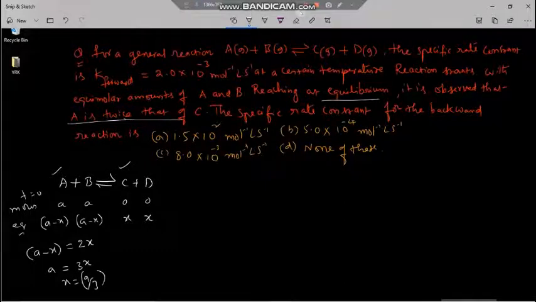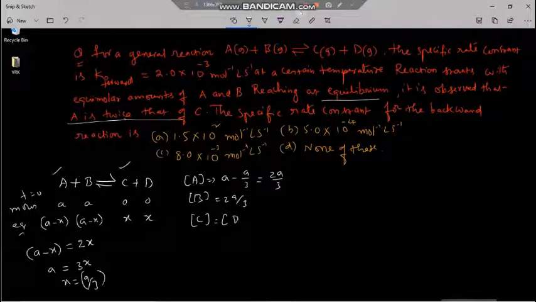From this, understand what the concentration of A at equilibrium is: a minus a by 3. A minus a by 3 is how much? 2a by 3. Like that, what is the B answer? Also the same. So A and B are the same, 2a by 3. What about C? The C value and D value are the same, that is a by 3.